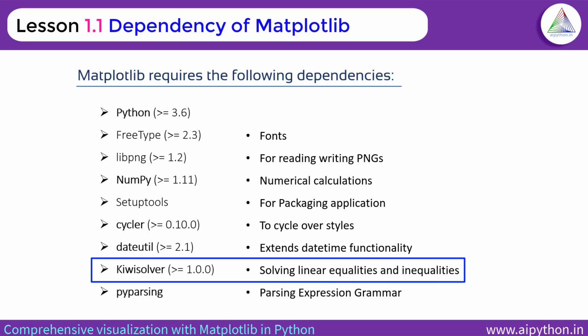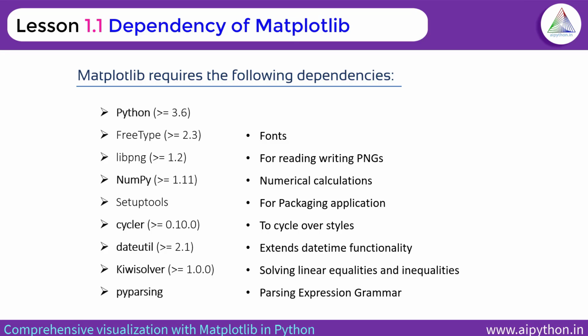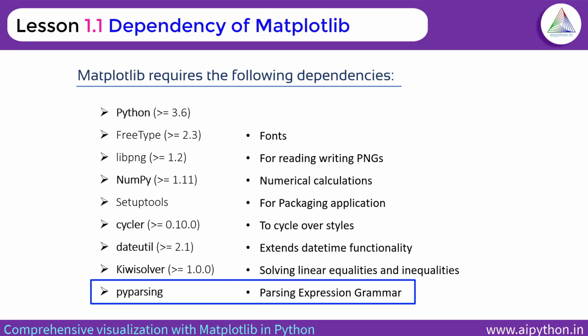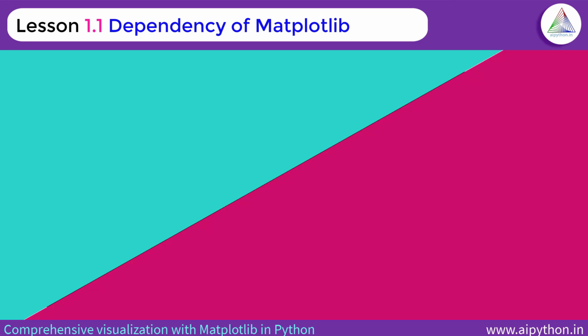Kiwisolver. Kiwisolver is basically a set of tools which helps to solve mathematical equations like linear inequalities and equalities. So basically for mathematics, right? Pyparsing. Pyparsing is a parsing expression grammar. That means it's not actually English grammar, but the syntax, or you can say the expression of Python, which it takes care of. So pyparsing basically checks whether you made any mistake in writing expressions as per the Python Software Foundation.